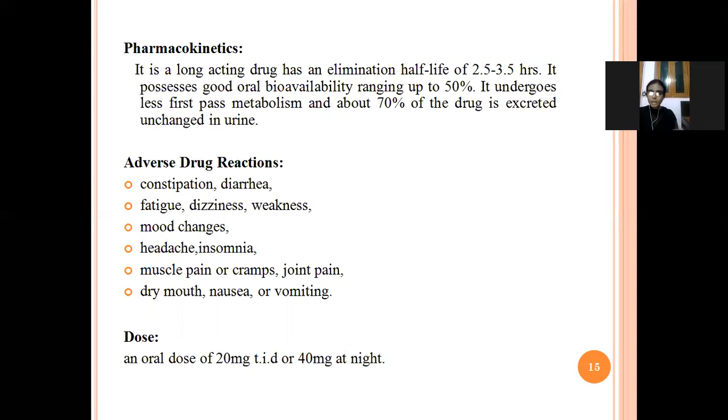Next, adverse drug reactions are constipation, diarrhea, fatigue, dizziness, feeling of weakness, mood changes, headache. Insomnia means can't sleep properly. Muscle pain, cramps, joint pain, nausea or vomiting, dry mouth. So these are the adverse drug reactions. Dose 200 mg or 400 mg, at night time the drug should be taken.